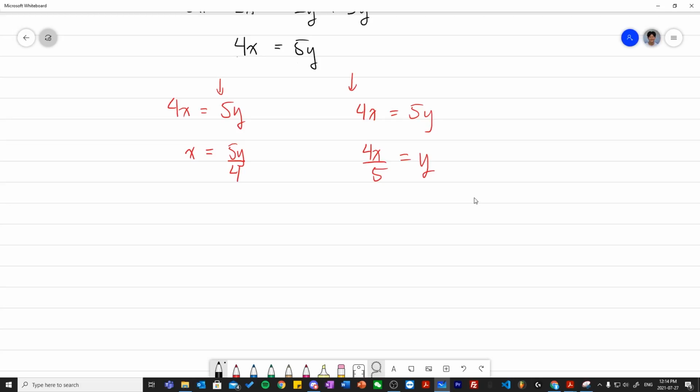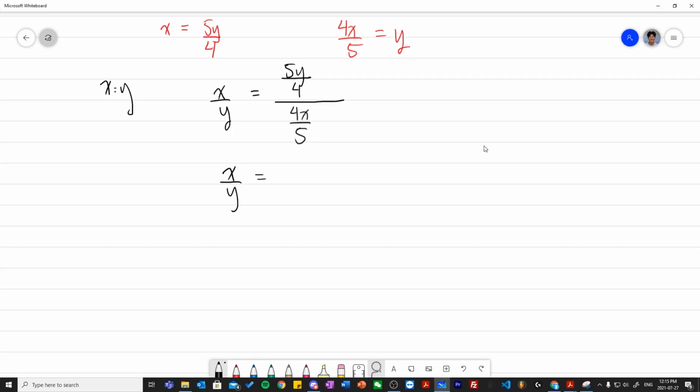So, we're trying to figure out the ratio of x to y, so we set it up as a fraction. We know that x is 5y over 4, so if I just plug this into x, this will be exactly the same as 5y over 4 all over y, and y is 4x over 5. These are the exact same. So all we have to do is simplify a little bit: 5y over 4, all divided by 4x over 5. What would this be?